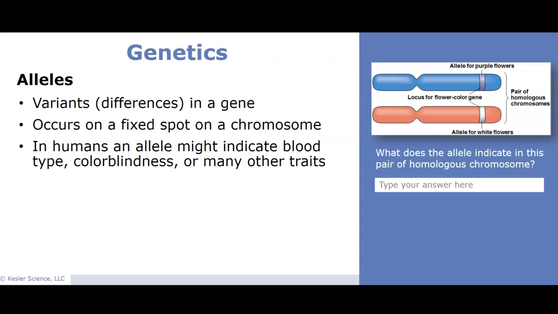Alleles. Alleles are variances in a gene. So they occur on one spot on a chromosome. It might be blood type, color blindness, other types of traits. So look at the picture and then answer the question.